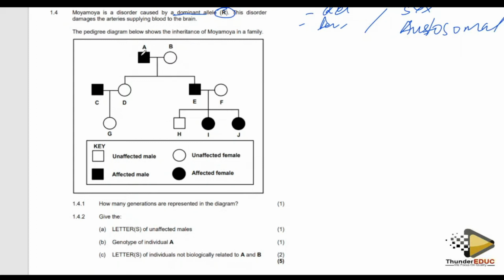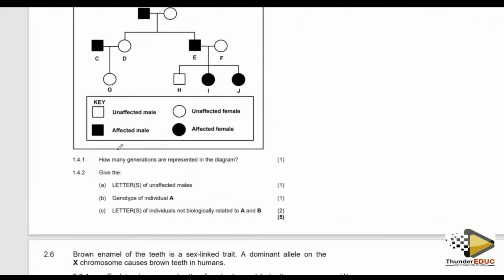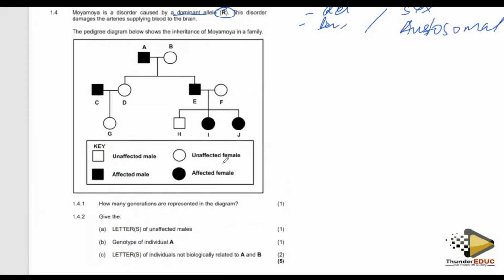So let's go. The first question is saying, how many generations are represented in the diagram? When you talk about generations here, you only have to look: this is the first generation, this is the second generation, this is the third generation. So in other words, there are three generations indicated in this diagram. So the answer here should be three.